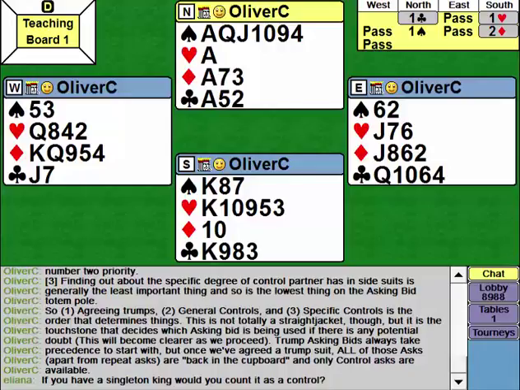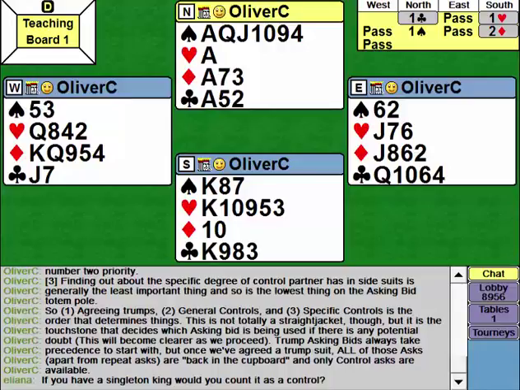Similarly, if partner has shown a very strong balanced hand, I would tend to include singleton kings as controls. Because partner is likely, not certain, but likely to have at least the ace or the queen of any given suit, if they're very strong balanced. And therefore, the king is pulling its weight potentially, even as a singleton.